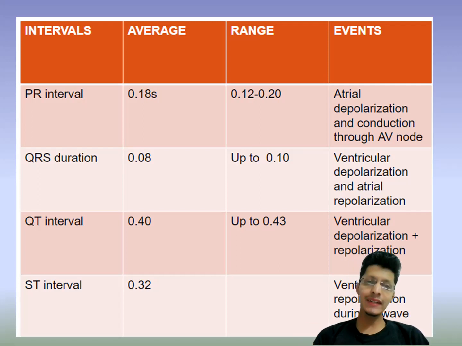So we calculate the corrected QT interval. We divide the QT by the square root of the RR interval, and we get the corrected QT interval. The QT interval is nothing but the ventricular depolarization and repolarization.